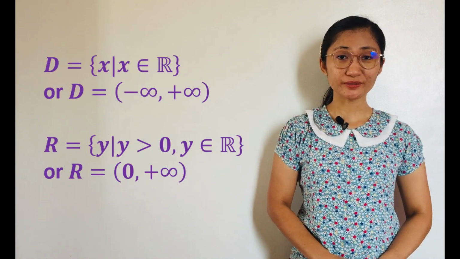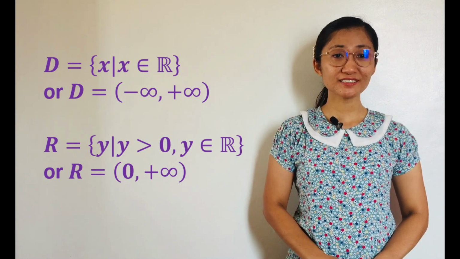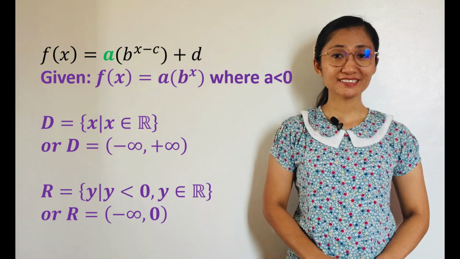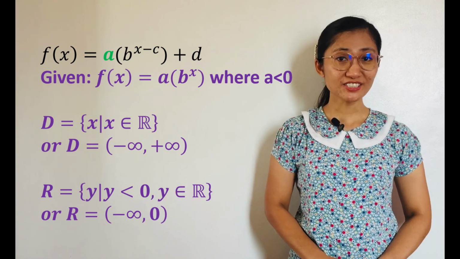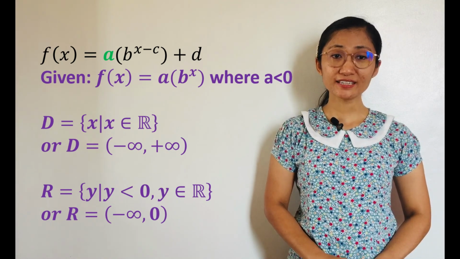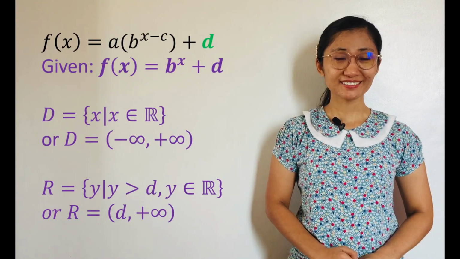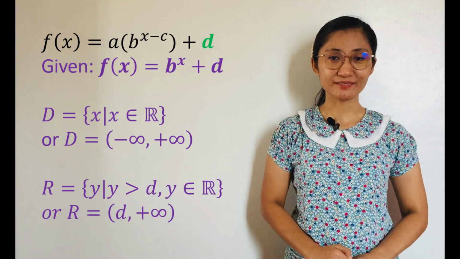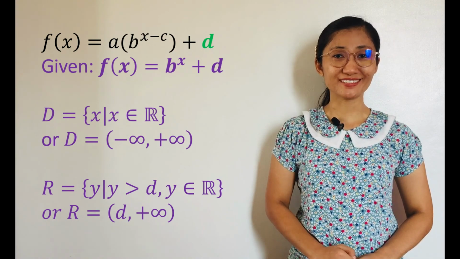Let's generalize it. The domain of an exponential function is the set of real numbers. The range is the set of positive real numbers except for cases where a in f of x equals a times b to the x is negative. The range in this case is the set of negative real numbers, and except also for cases where d is not equal to 0 in f of x equals b to the x plus d. The range in this case is all real numbers greater than the value of d.